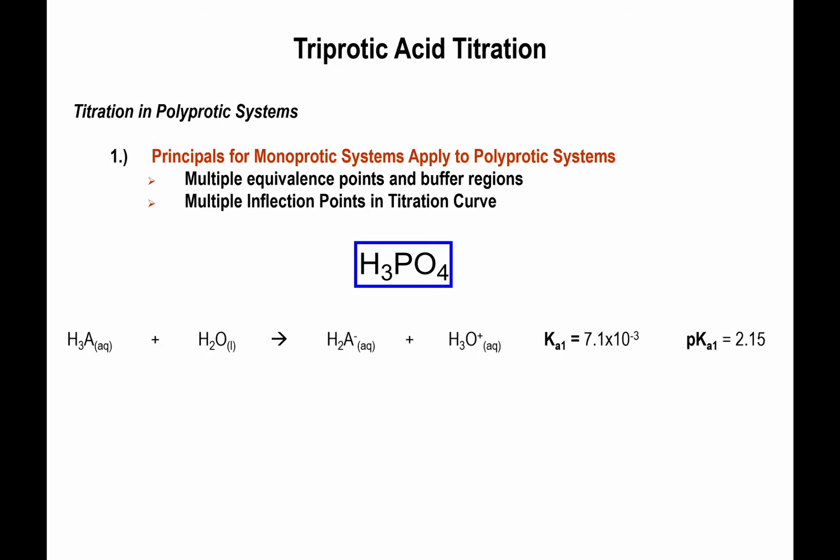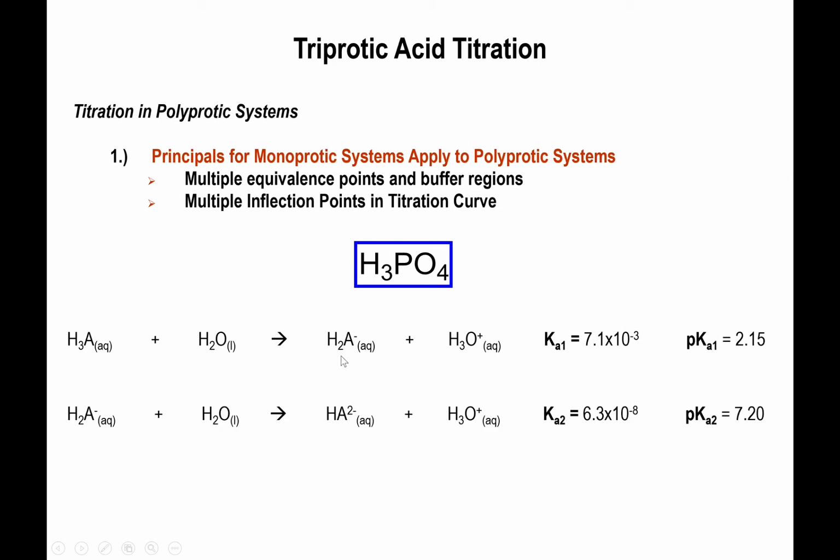I'm going to abbreviate the PO4 as A, just to make things simple. But in the first event, phosphoric acid can give away a proton to form dihydrogen phosphate. That has a Ka value associated with it. Since it's the first proton coming off, this is known as the Ka1. And the pKa value for that Ka1, so pKa1, is 2.15.